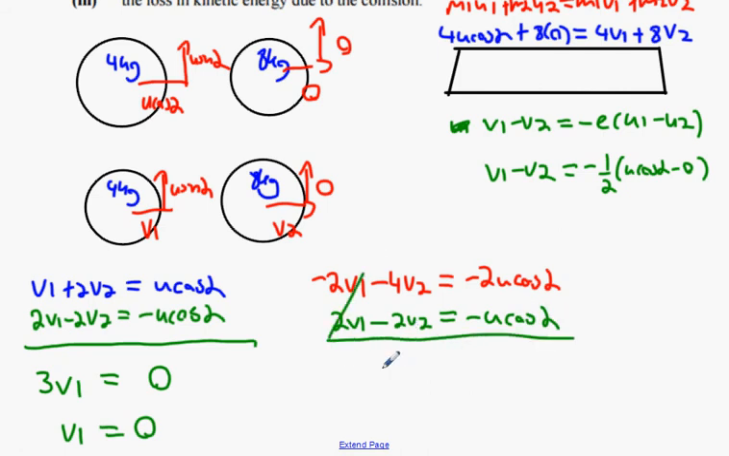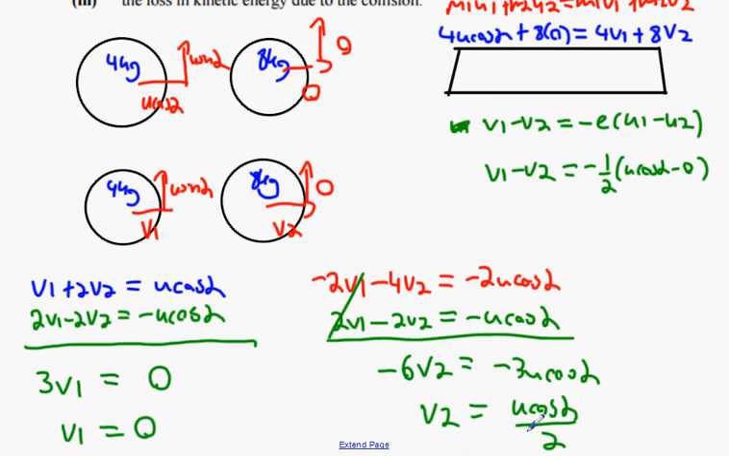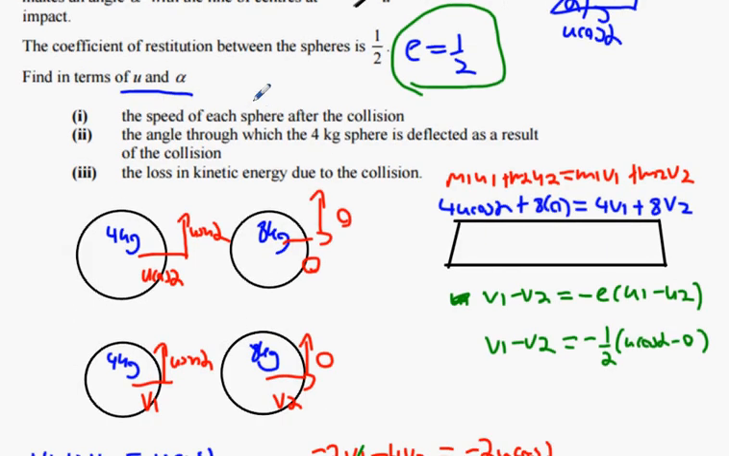The 2 of them cancel. Minus 6V2 equals minus 3U cos alpha. V2 is going to be minus 3 divided by minus 6, U cos alpha, all over 2. Everybody alright with that? Okay. So I have found the speed of each particle after collision.